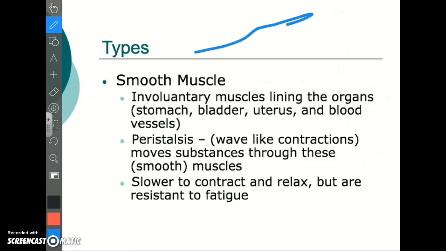So if I look at just smooth muscle first, remember what our smooth muscle looked like. We had our individual cell and the one nucleus, but it did not have any striations. It is involuntary, lines the organs such as the stomach, bladder, uterus, and blood vessels. It does this process called peristalsis. Please star that one. This one you're going to be seeing quite a bit of.